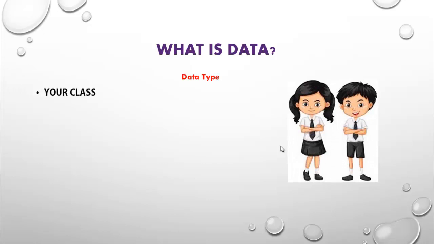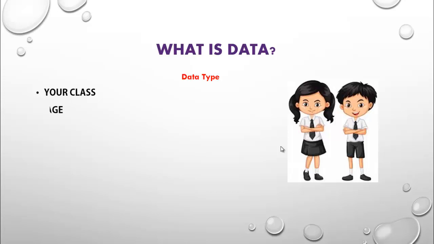Okay, data is raw facts or figures. For example, your class is data. It's meaningless information. Your class 7. Whose class is this? Whose section is this? In which school does that class exist? Okay, so this is just data.